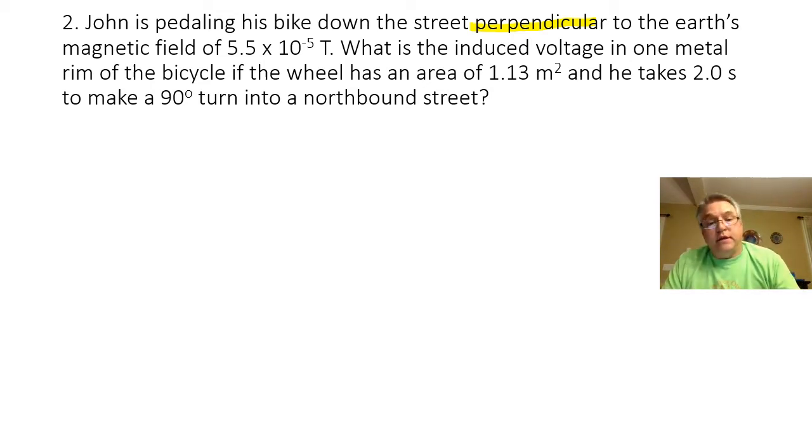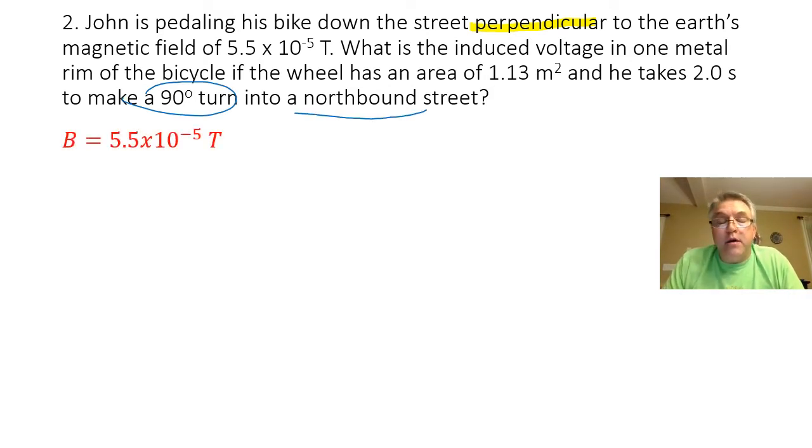Once he makes this 90-degree turn onto a northbound street, the wheels of the bicycle more specifically are going to be parallel with the Earth's magnetic field, and that's going to essentially bring the magnetic flux down to zero. So we're going from a maximum flux to no flux. Let's take a look and see what we are given in the problem.